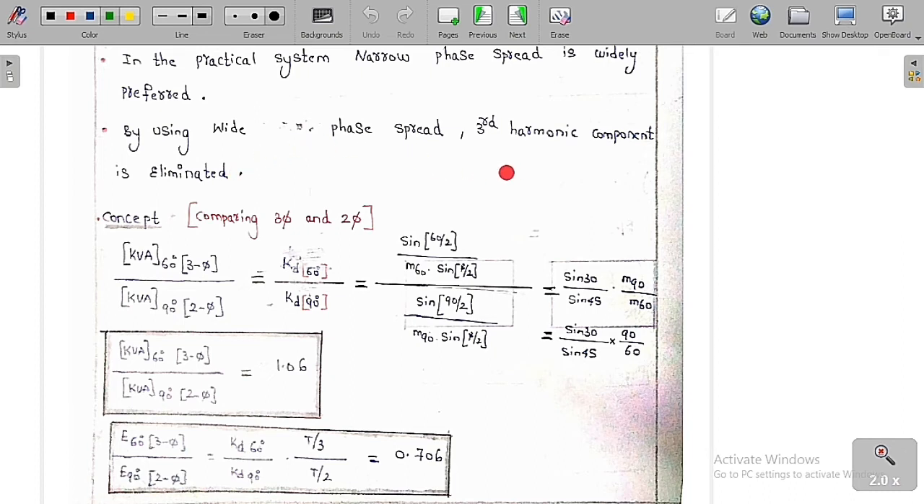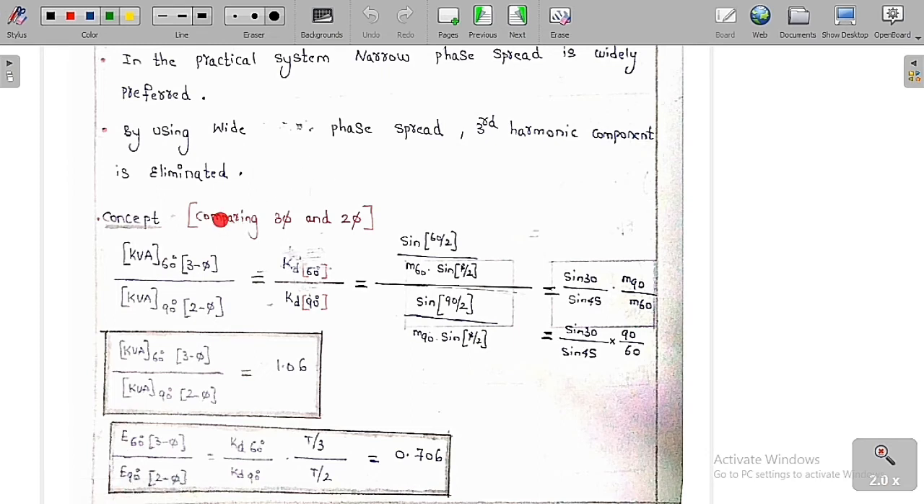By using wide faceplate, the third harmonic component is eliminated. I have already told you the faceplate angle required to eliminate the nth harmonic is 360 by n. If you want to remove the third harmonic, just substitute n is equal to 3. So 360 by 3 is nothing but 120 degree. So 120 degree itself is called a wide faceplate. So with the help of wide faceplate, we are going to eliminate the third harmonic component in the induced voltage. So if you go for the wide faceplate connection, the third harmonic component is eliminated.